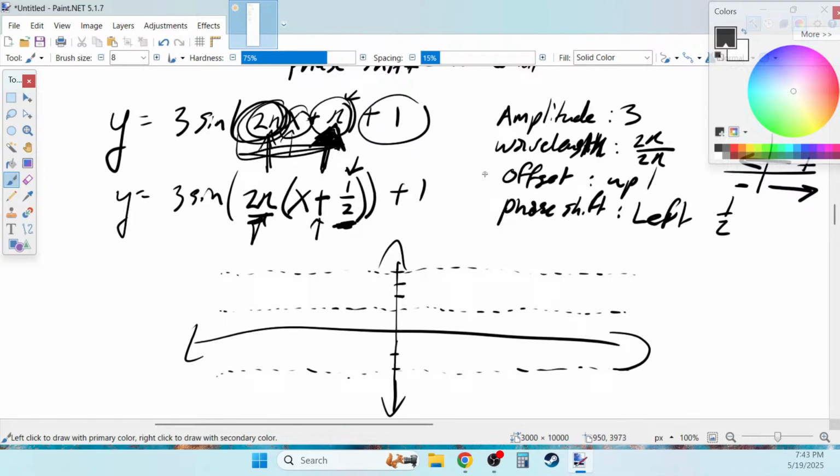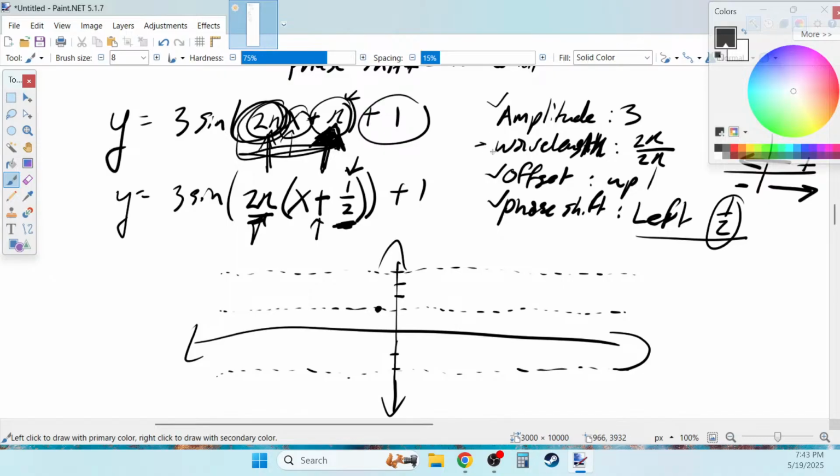After I have my offset and my amplitude taken care of, I want to do the phase shift next. We're going to go left 1/2. So normally we start on the midline there, but because this is shifted left a half, I'm going to go left half a unit, and this is where I'm going to start my sine curve.